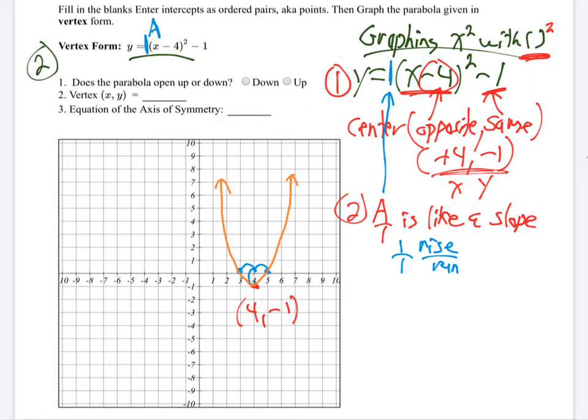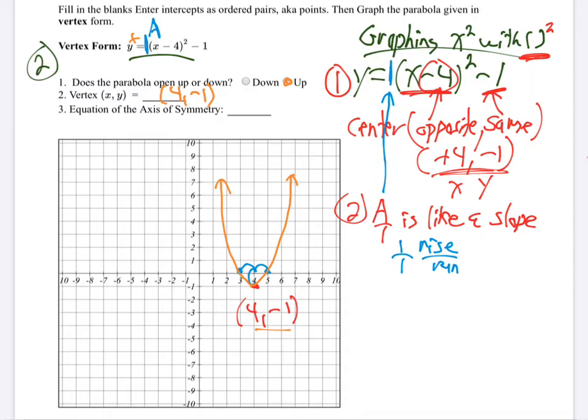We got it. There's the graph of the parabola. It goes up because the a is +1. If the a was -1, if the number in the front was -1, or any negative number, it'd go down. Vertex, like what's the center right there? We got it. It's 4, -1.